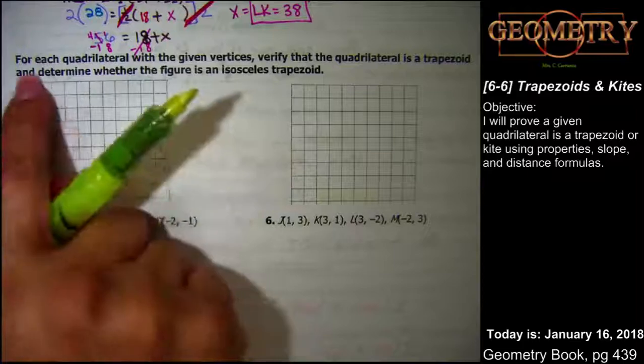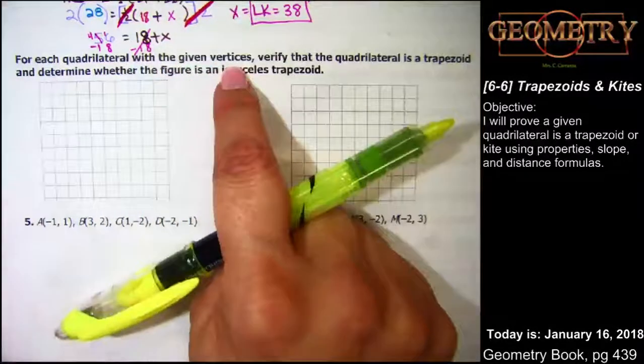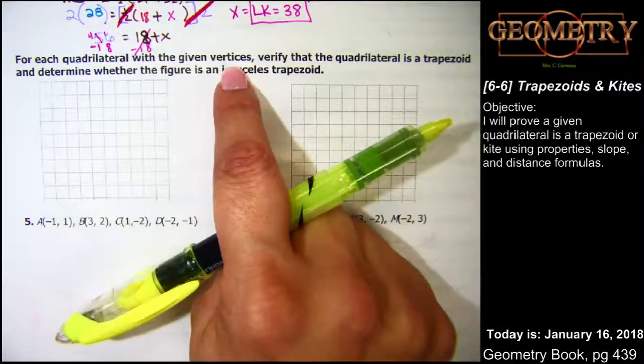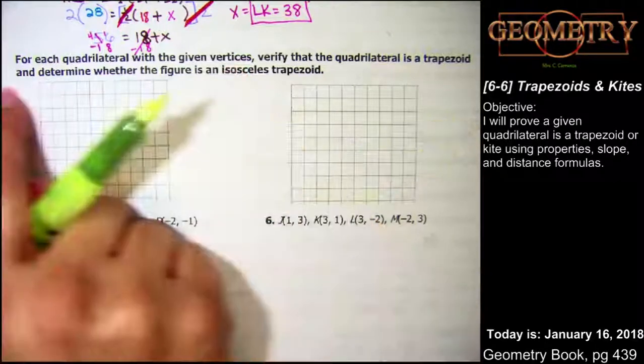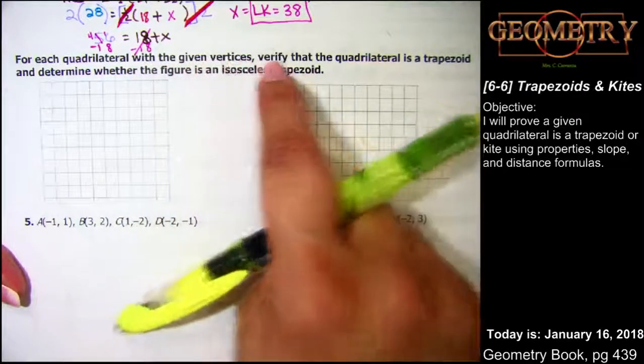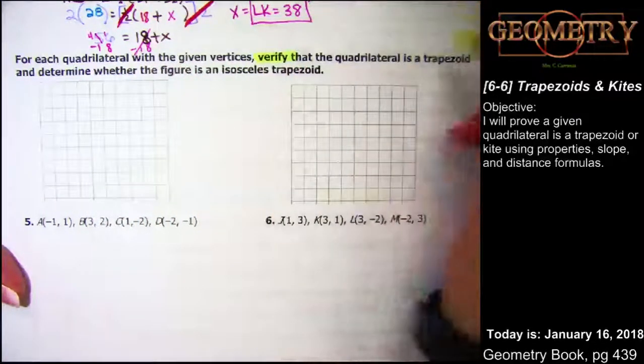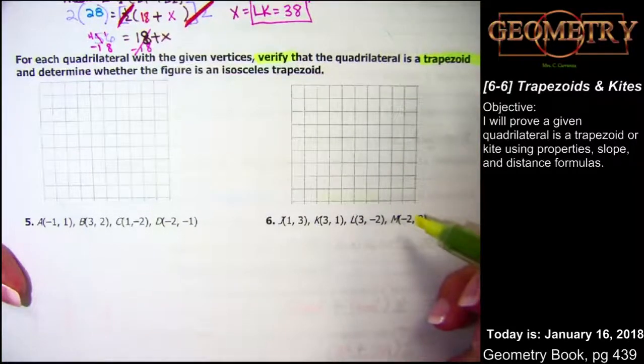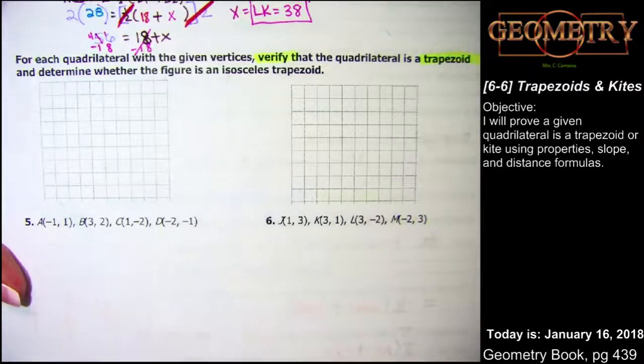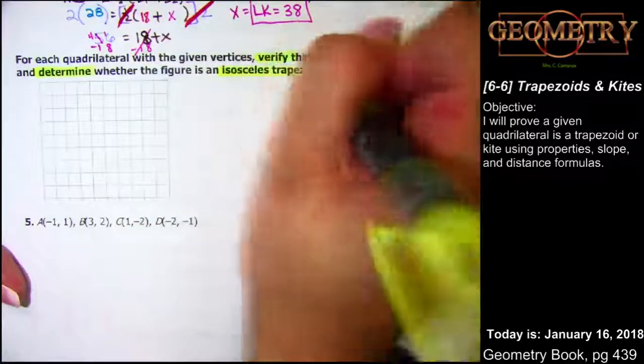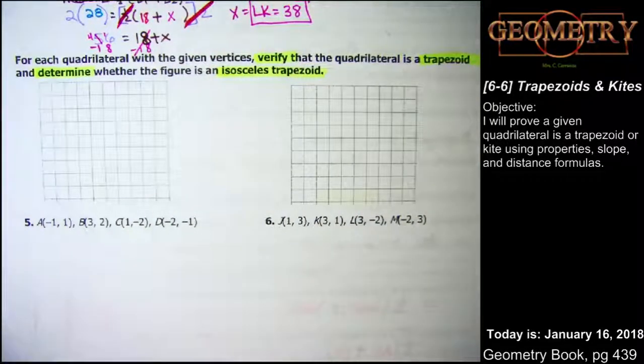Okay, for each quadrilateral with the given vertices, they told us the location of the corners, guys. Vertices are corners. Verify that we have a trapezoid. So we expect it to be a trapezoid, but we have to go through and confirm. Once we've confirmed, we're going to determine whether it's an isosceles trapezoid. Note, nowhere does it say we have to justify. In this case, justification isn't necessary.